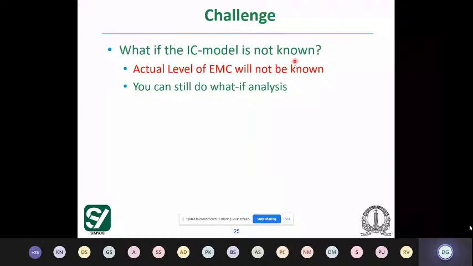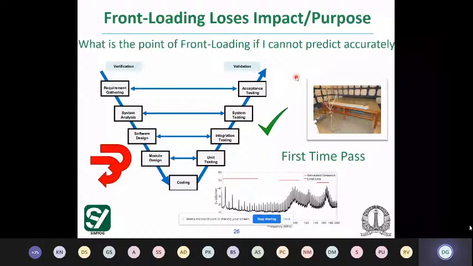You can do what-if analysis, but what's the advantage of doing what-if analysis if you do not know exactly whether you're close to failing or close to passing? So the actual level of EMC will not be known today in pre-prototype system level integration. Therefore, pre-prototype is not possible today, and that's what we are looking at.